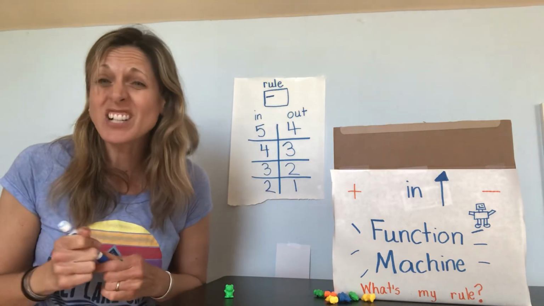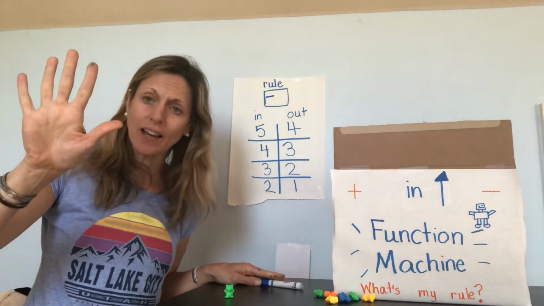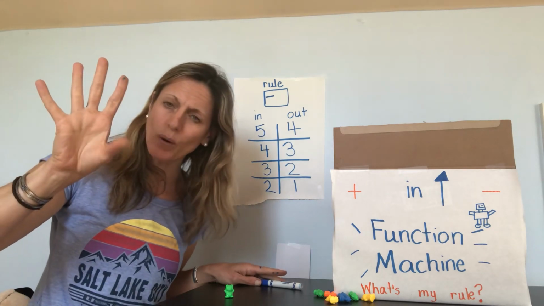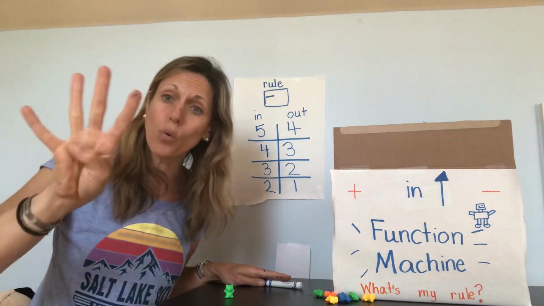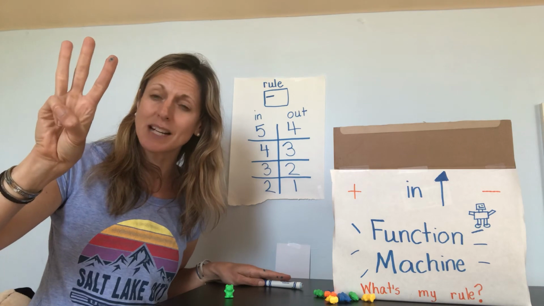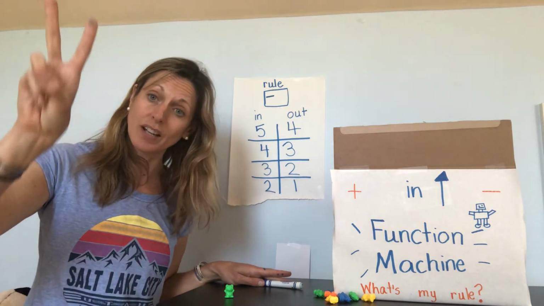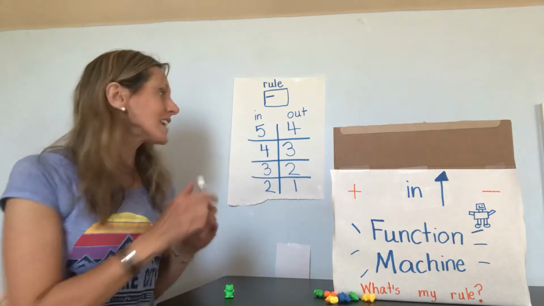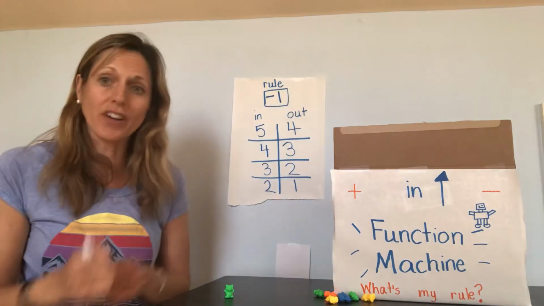Minus is subtraction, and that's when things get smaller. Okay, so if I have 5 and only 4 came out, how many did I take away? Yeah, just 1. Let's check with the 4. If I have 4 and 3 came out, how many did I take away? 1. And 3, 2, and then 2, 1. So what's my rule, friends? Yes, my rule is minus 1 for our function machine.